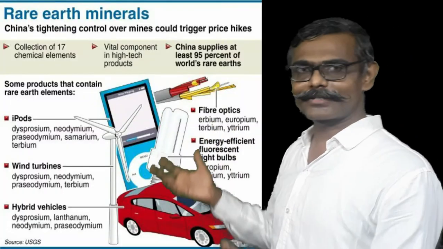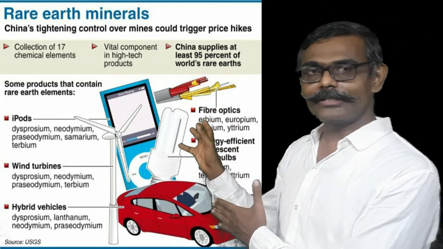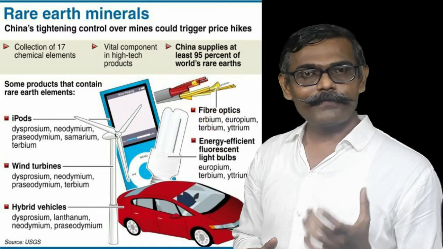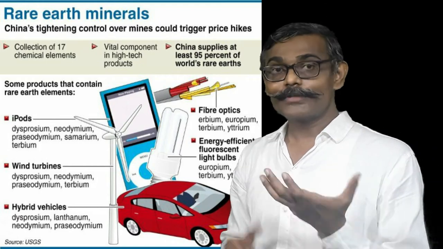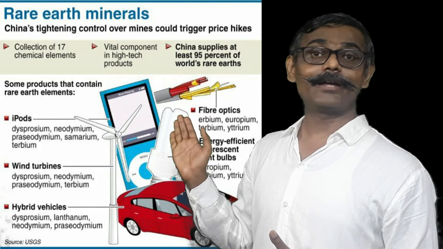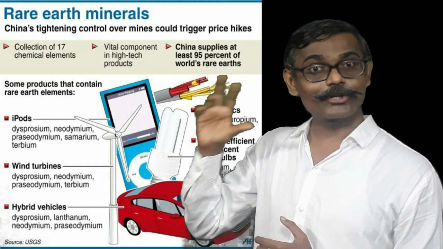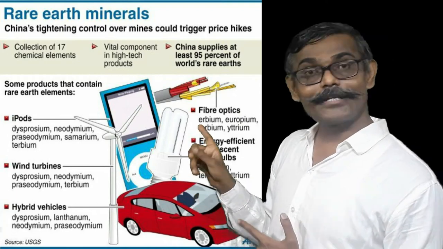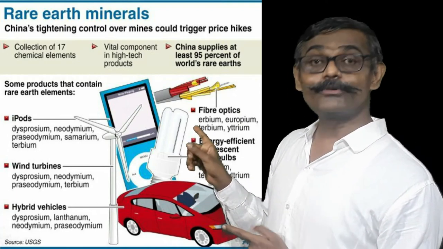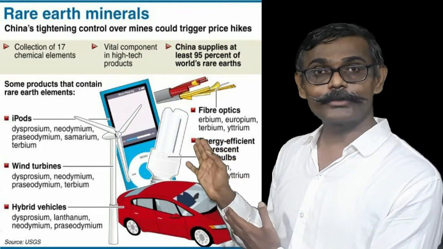In addition to the above applications, further applications I quote here. See, from this diagram, it is clear that during manufacturing of the iPod body, which elements are used? Dysprosium, neodymium, praseodymium, samarium, terbium. For wind turbines, means the blades of that turbine, which elements are used? Dysprosium, neodymium, praseodymium, terbium. In vehicle manufacturing, which elements are used?